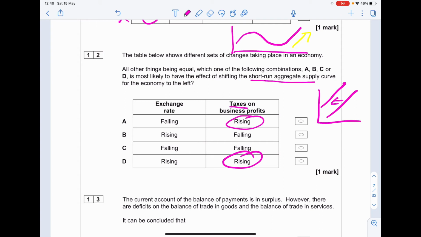And then we have to think what's happening to the exchange rate. Well, the reason the exchange rate is relevant is because firms may well be importing raw materials. So if firms are importing raw materials and the price of those imports goes up, then that is going to increase their cost of production. So we need to think, well, what needs to be happening to the exchange rate to cause imports to become more expensive? And that's going to be a fall in the exchange rate is going to make imports more expensive. So A is your correct answer, number 12.